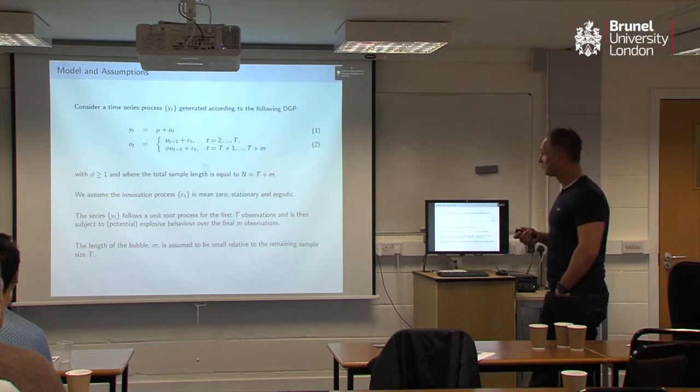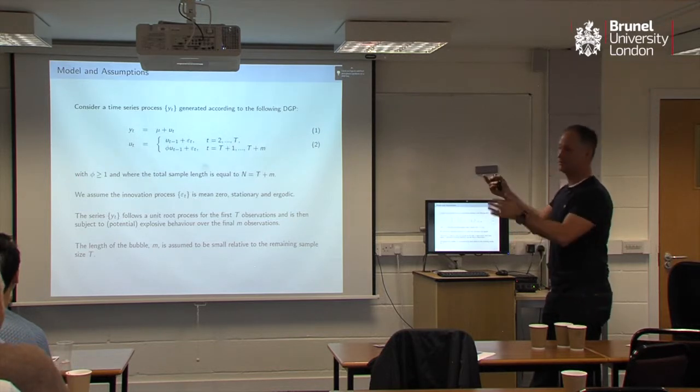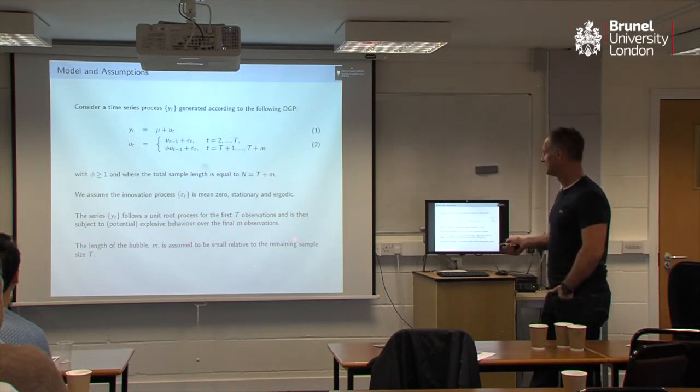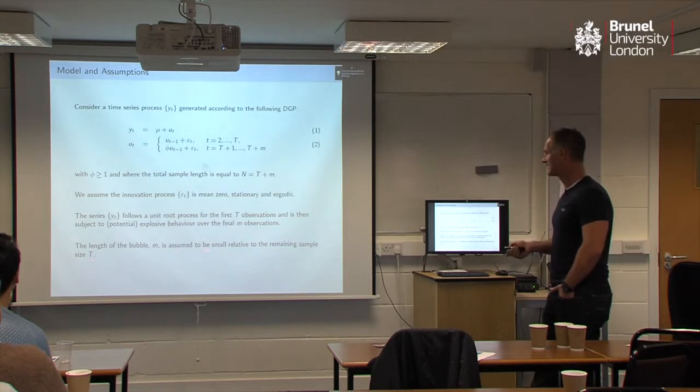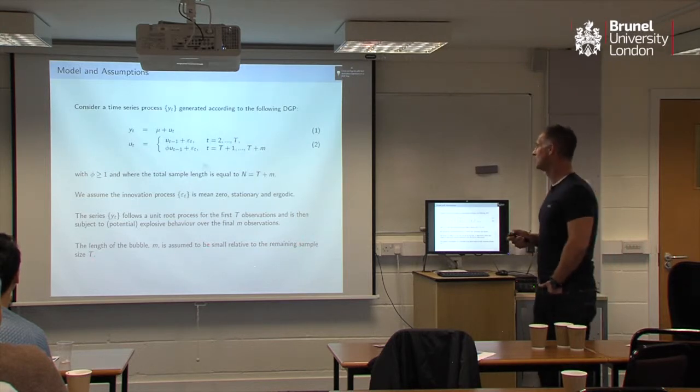And these tests will still work if you have some kind of increasing length at the end. But we're just using this idea that you're looking for a bubble in only a few observations at the end of the sample. So it makes sense to think of it as some kind of small number.